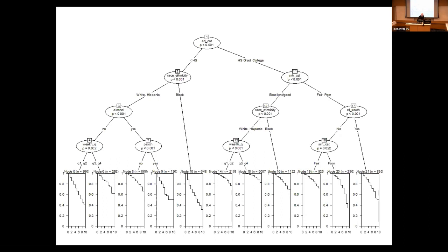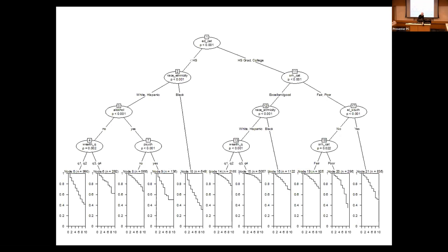The nodes at the bottom indicate dementia-free survival probabilities. And so you can see that the lowest dementia-free survival rate is less than high school, non-Hispanic Black. There's two splits that are made on education and race and ethnicity, and that's the lowest. The highest in this tree is high school grad or college, excellent or good self-rated health, white or Hispanic race and ethnicity, and then in the top two quartiles of wealth ends up with the highest rate of dementia-free survival.